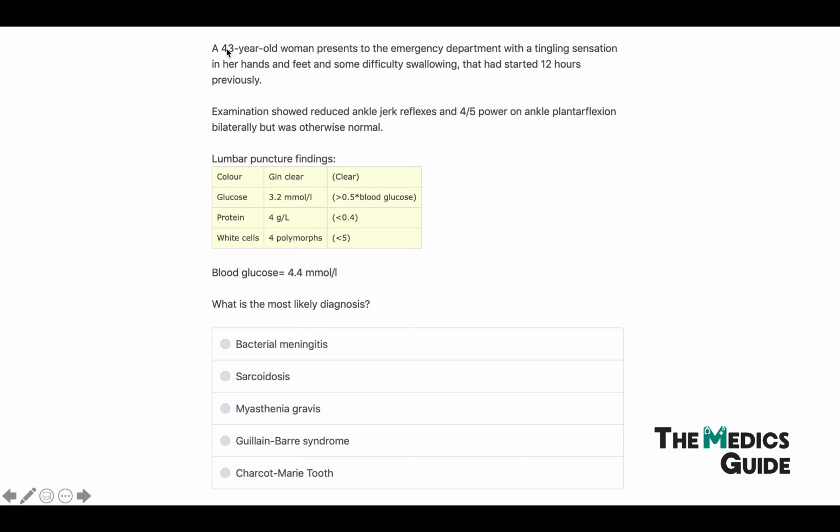We've got again a 20 to 50-year-old is the range. So we've got a 43-year-old woman, again, very common. And we've got some maybe tingling sensation. We don't really know what that is, but we do have some difficulty swallowing. We've got some reduced reflexes and weakness, and this is bilateral as well. And we've got this isolated raised protein in the lumbar puncture, and that really gives you a good idea that this is GBS.